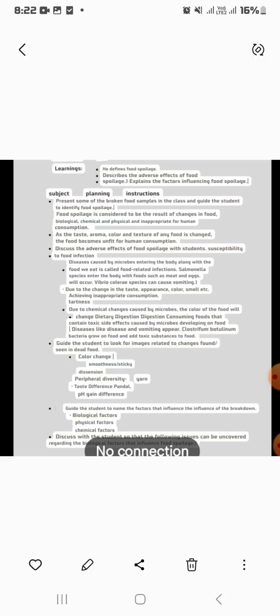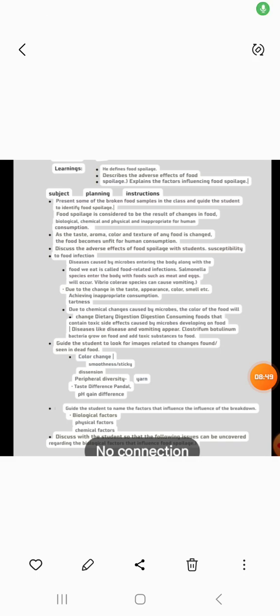So the next one is the third effect: due to chemical changes caused by microbes, the color of the food will change. Okay.